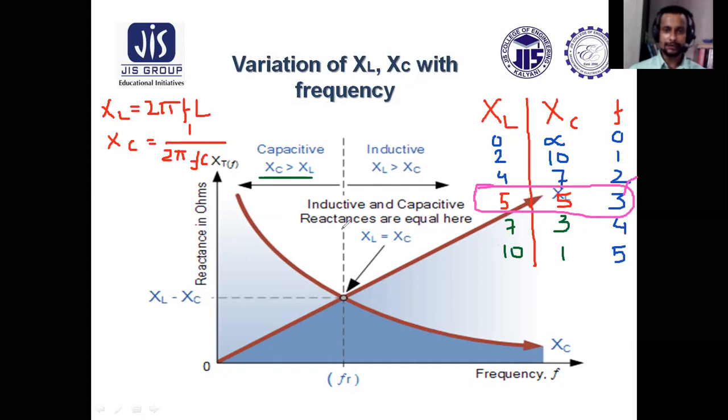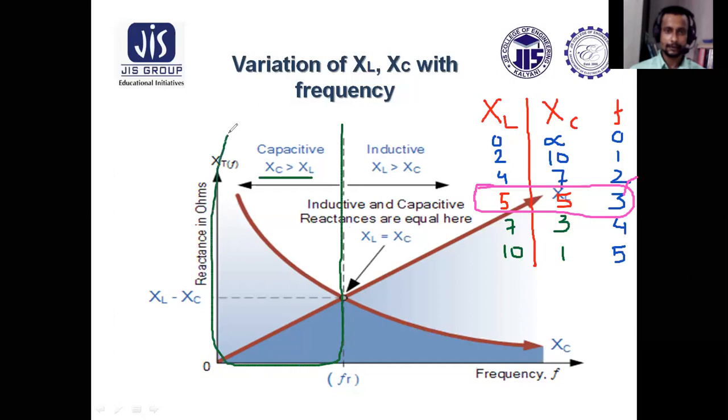See, for this region, let us omit this part. For this region, this part, which one is greater? XC is greater. So at the initial part, from 0 to resonant frequency, XC is greater than this XL. Okay.